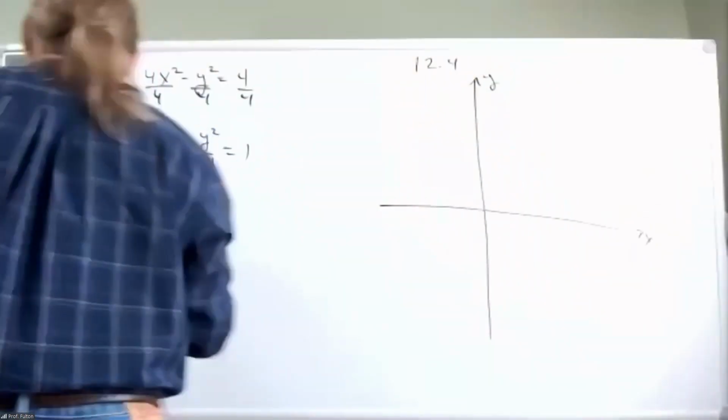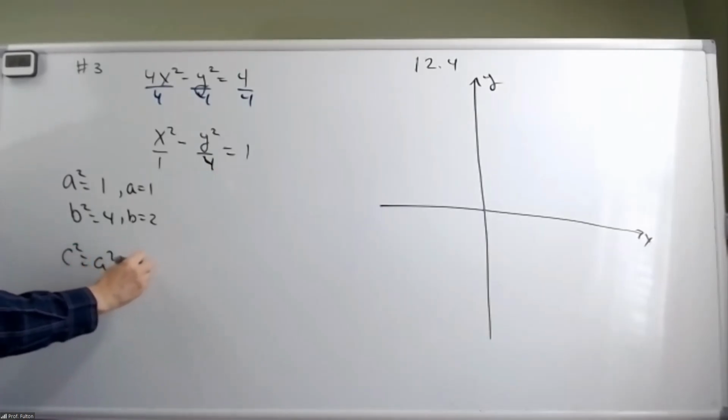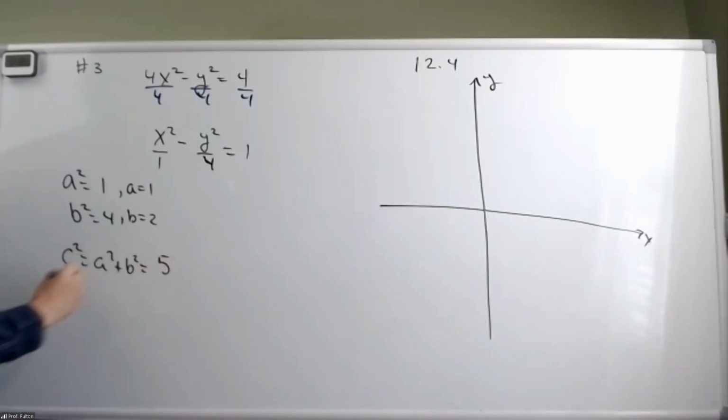Okay. The other thing we're going to have is c squared is equal to a squared plus b squared. So that's equal to 4 and 1, which is 5. So c is the square root of 5.